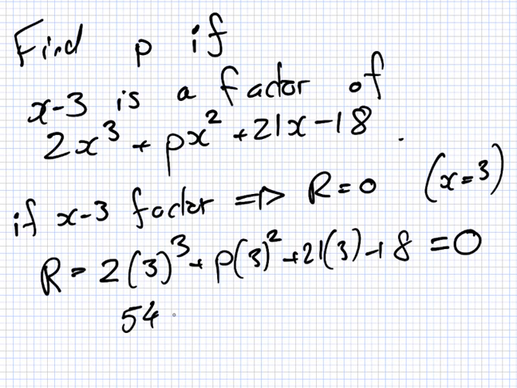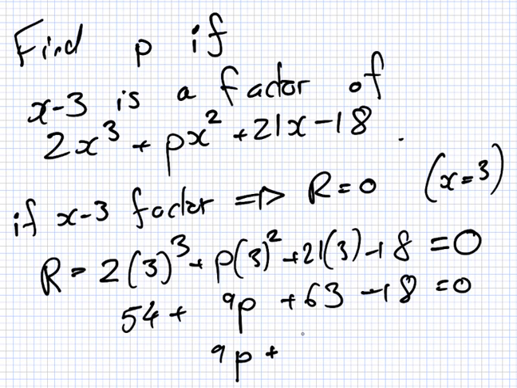54 plus 9p plus 63 minus 18 equals 0. 9p, this would be 54, 117, 99. I sure hope. So this means that p is minus 11. Yes, correct. So we got the p.